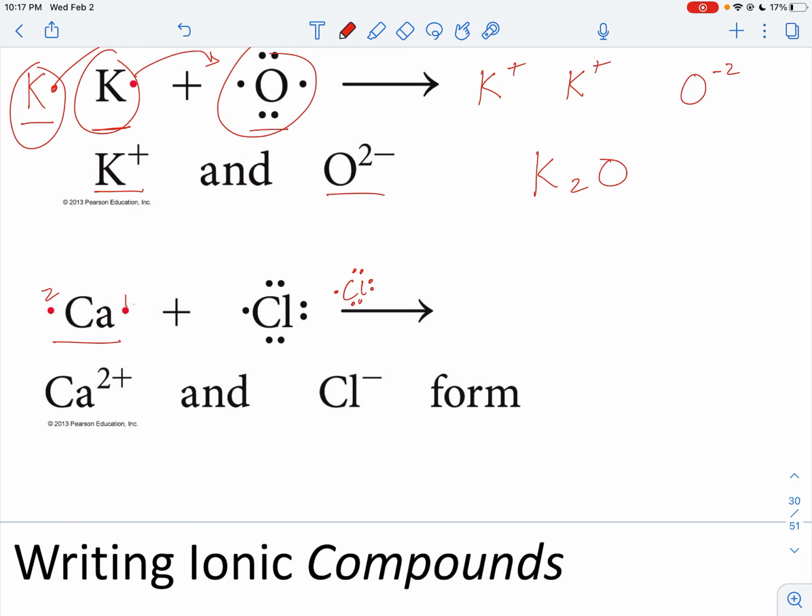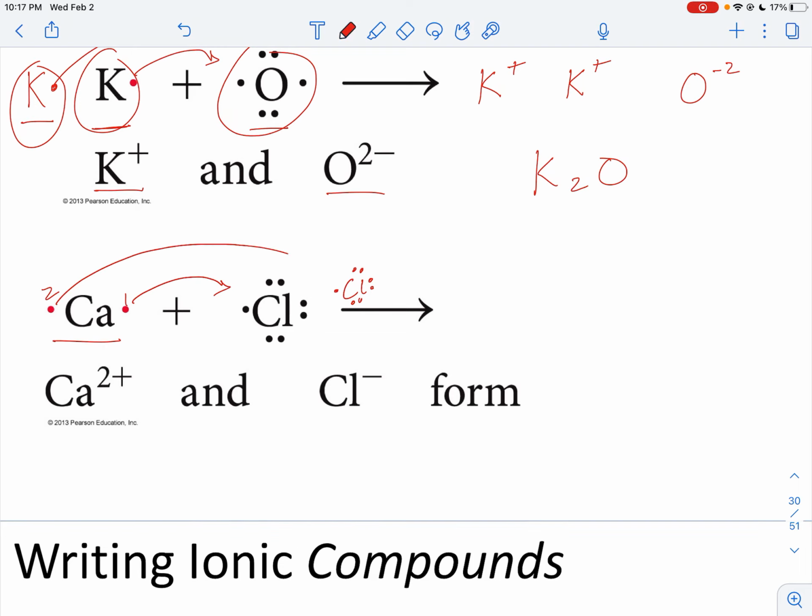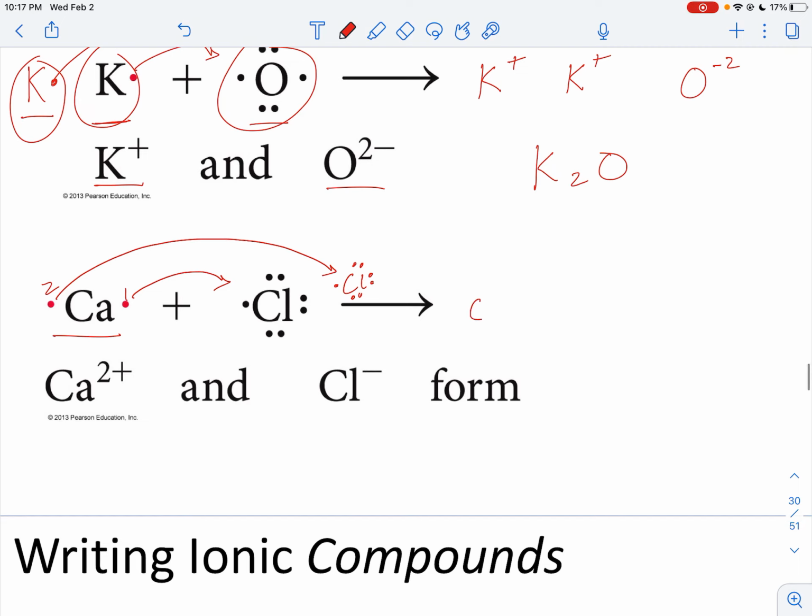Now, one of these valence electrons can go to that chlorine, the other from calcium can go to this chlorine, then everybody's satisfied. Everybody will have a full octet and be stable. So the way we represent this, you'll end up with one calcium cation that has a +2 charge overall, and you'll have two chloride anions that have a -1 charge overall.